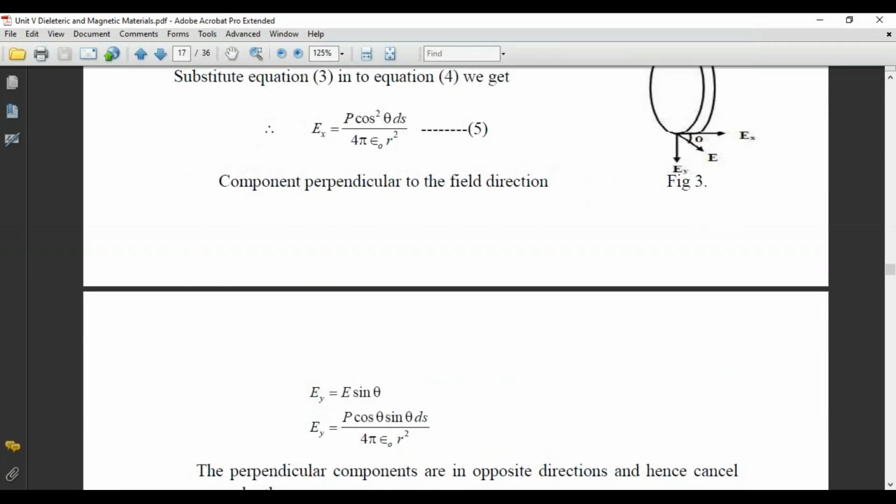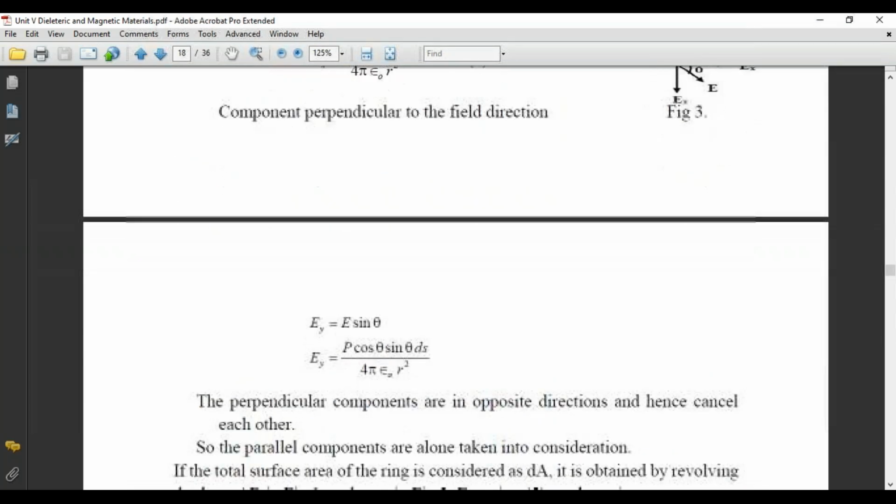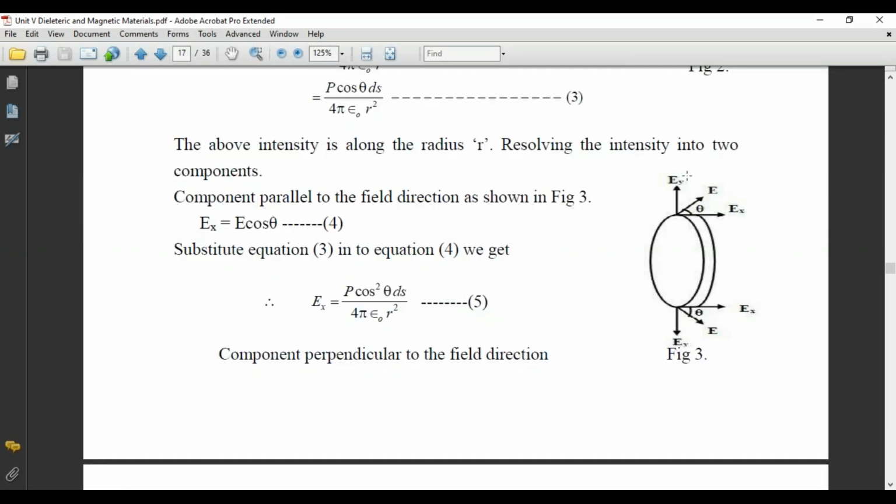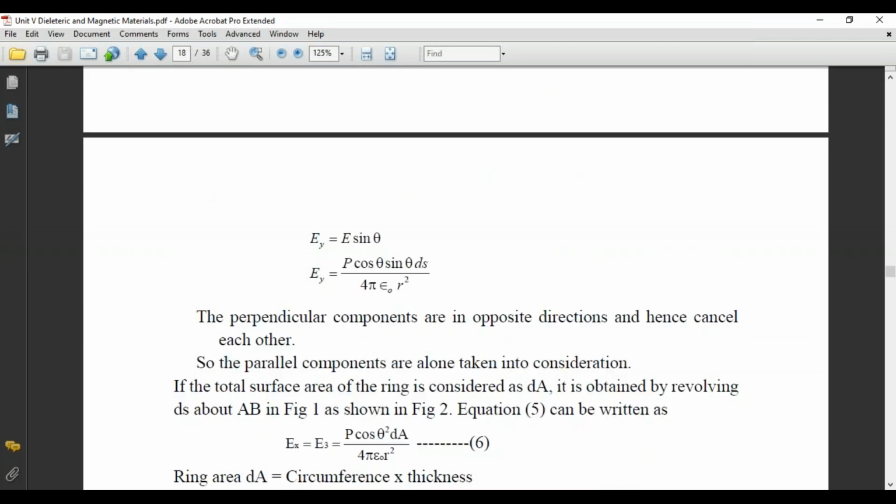Now we come to the perpendicular component. The perpendicular components to the field direction always cancel each other. One component is in the upward direction and one is in the downward direction, and these two are opposite to each other. That's why the perpendicular components cancel each other, and only the parallel component is taken into consideration.